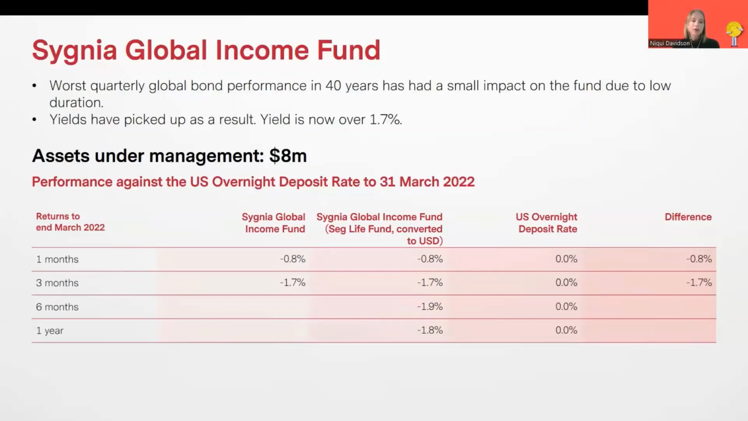And then over a 1-year time horizon, not much change beyond that 1.7 drop over the first 3 months of 2022. So really a lot of the underperformance came from this first quarter, which, as we know, has been a difficult one for fixed income instruments. However, yields have picked up as a result, and the yield in this fund is currently over 1.7%.